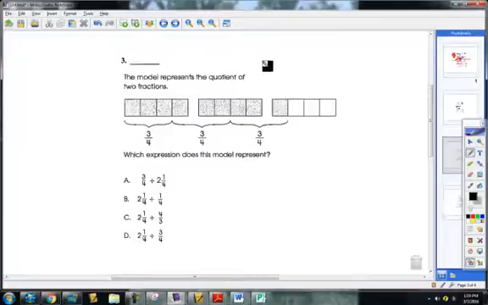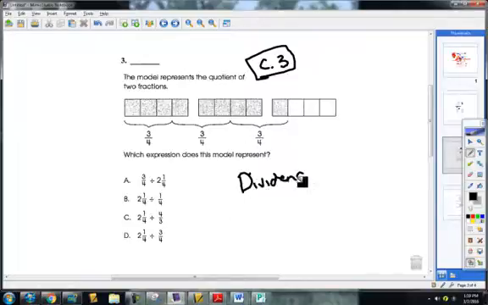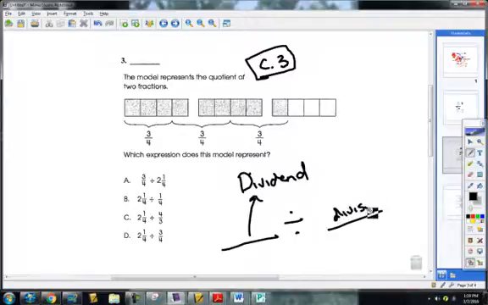Now, we did modeling of division of fractions in Chapter 3, so really it shouldn't be that difficult because we did cover it. If you look back in your Chapter 3 notes, you might be able to figure it out. It's all about identifying what is the dividend. Remember, if we have a division problem, this is the dividend, this is the divisor.